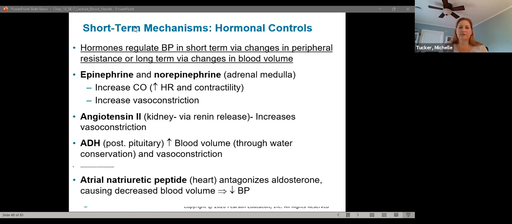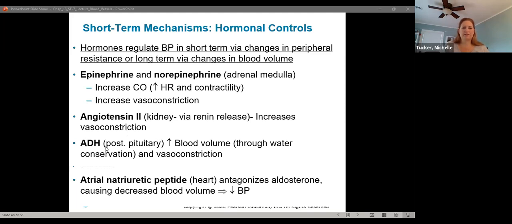So we talked about short-term neural controls, and now we're going to go to short-term hormonal controls. Short-term hormones result in changes in peripheral resistance, or we'll talk about long-term when we get to blood volume. When we increase sympathetic nervous activity, we can also get an increase in epinephrine and norepinephrine release from the adrenal medulla. This increases cardiac output and increases vasoconstriction. So if you increase the amount of epinephrine or norepinephrine, you're going to get vasoconstriction. We'll talk about angiotensin II in just a second.